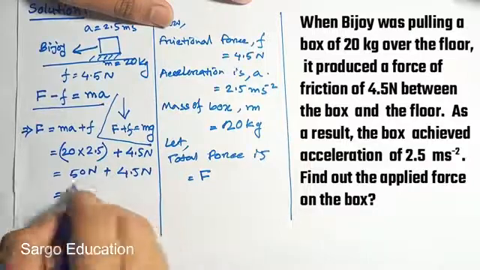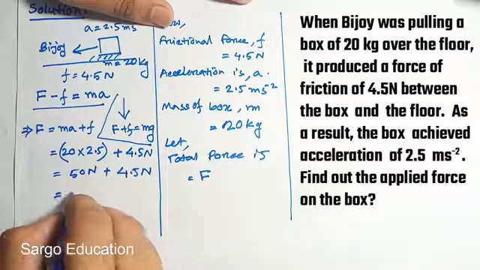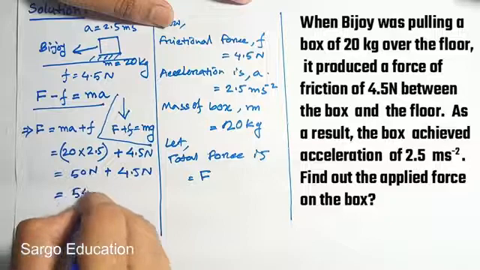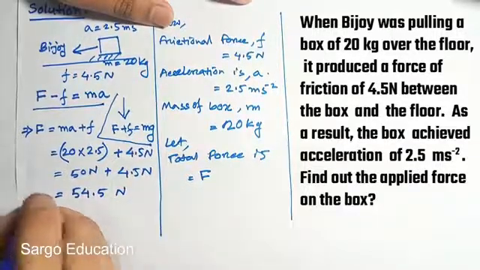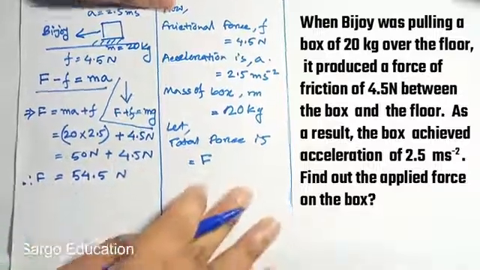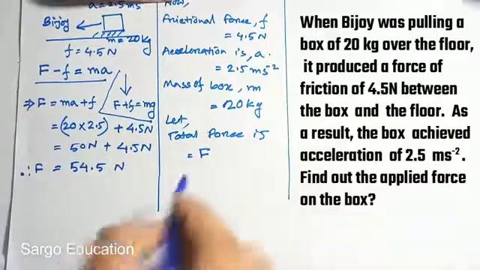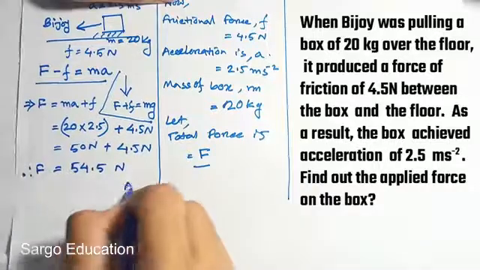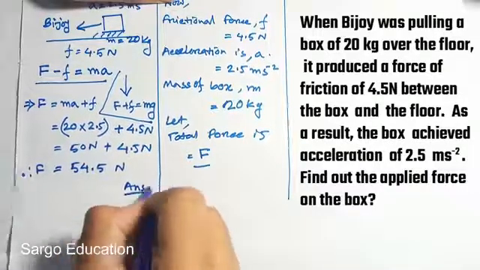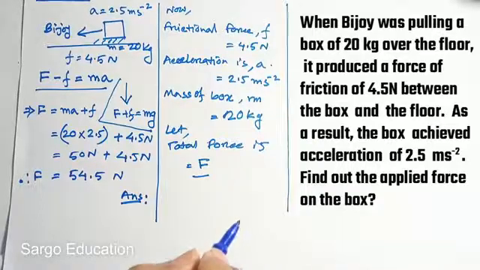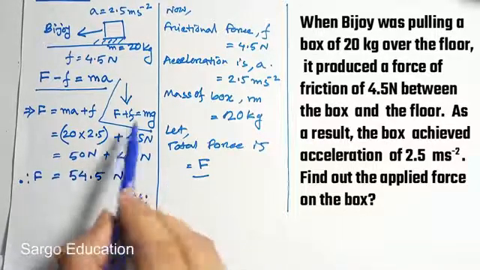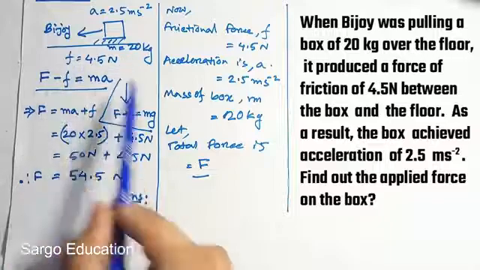So after summation of this, we write 54.5 Newton. So F is 54.5 Newton. That is our answer. So in this way, we can find the frictional force or the force acting linearly or gravitationally.